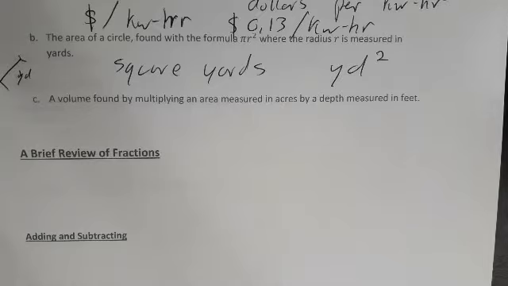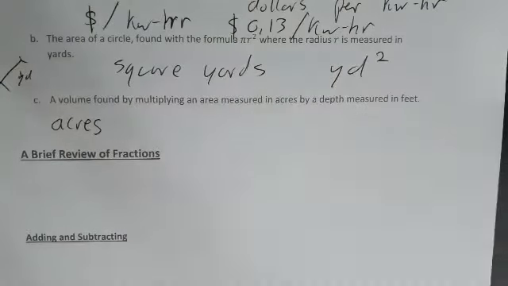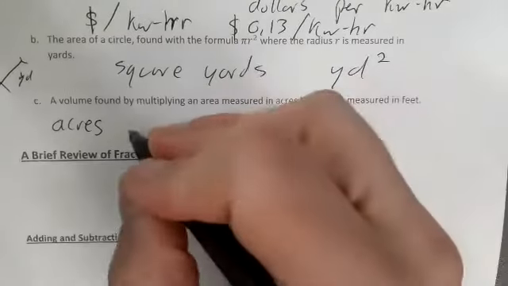A volume found by multiplying an area measured in acres by a depth measured in feet. So this is a weird thing, and I don't expect anybody to know this off the top of their head unless they're doing hydrology. I think hydrologists are the people that do this. Yeah, that's what I have here in my notes. A hydrologist is a water engineer. So if you know a hydrologist or someone that studies land, they might know this, but it's acres by feet.